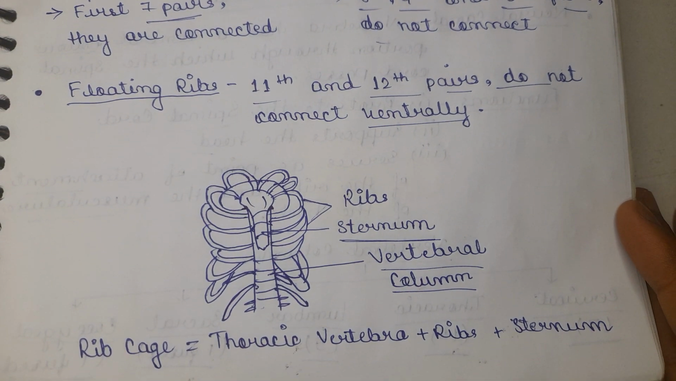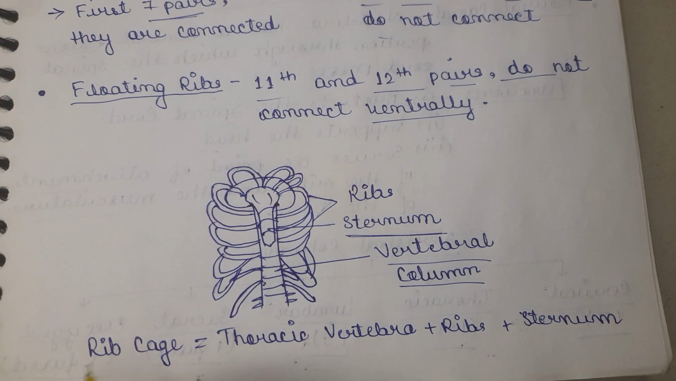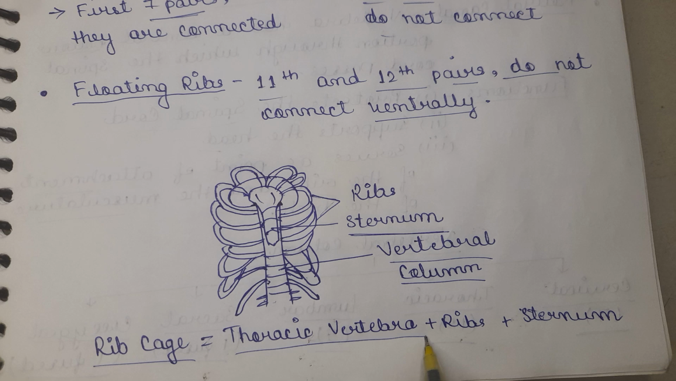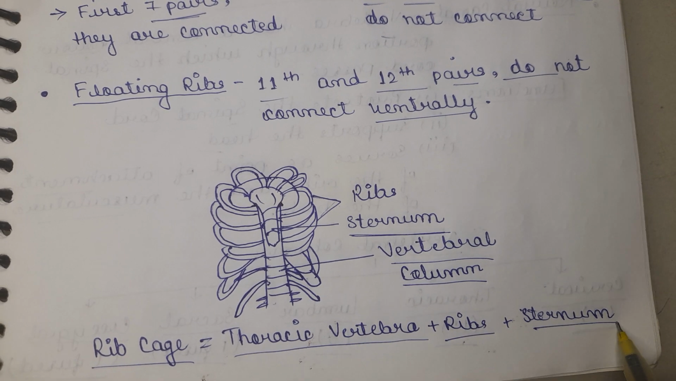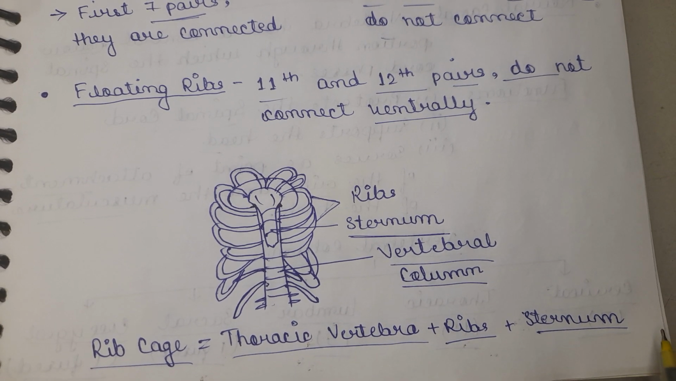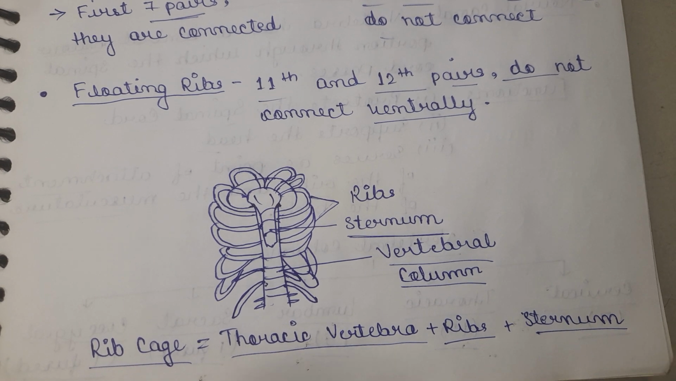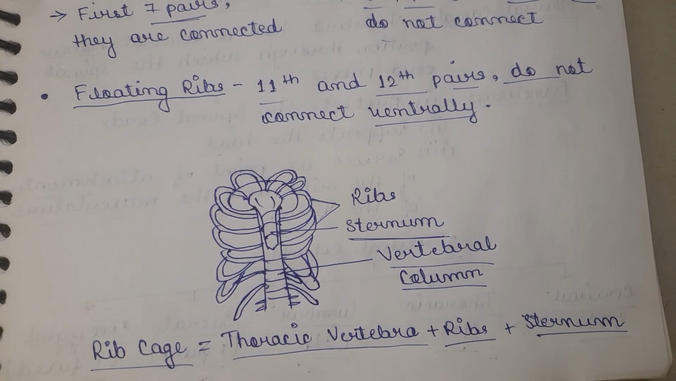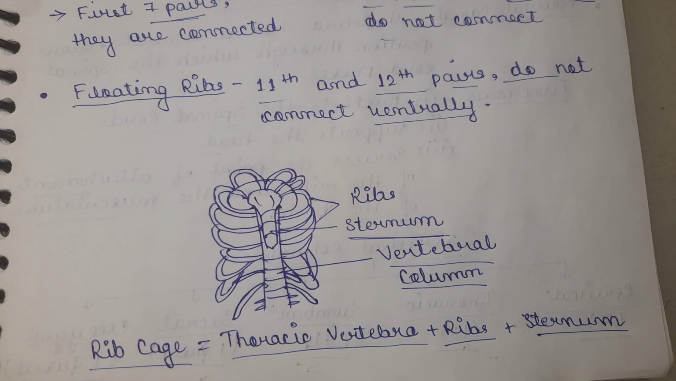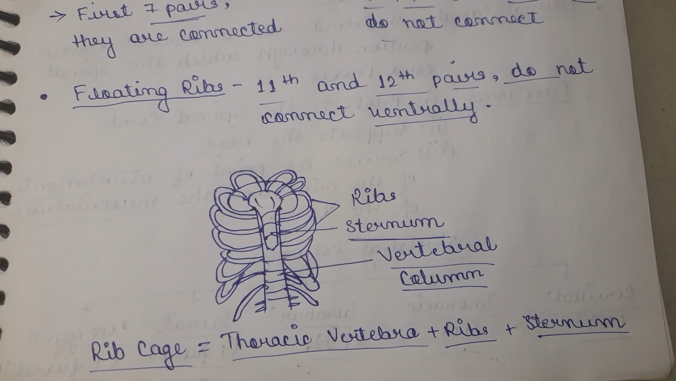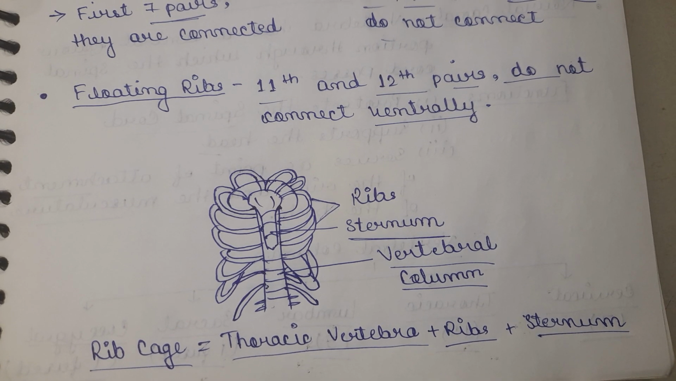From here we can conclude this topic by saying that the rib cage includes the thoracic vertebrae, ribs and the sternum. All of this together represents the rib cage. So this was the topic of the axial skeleton.